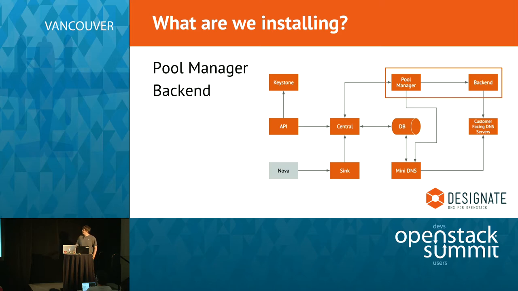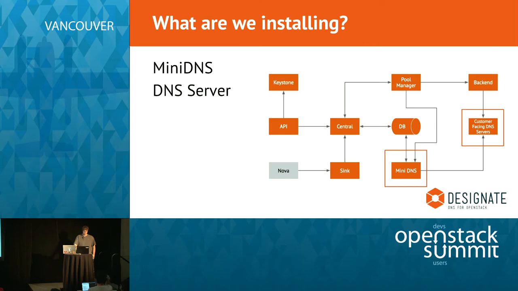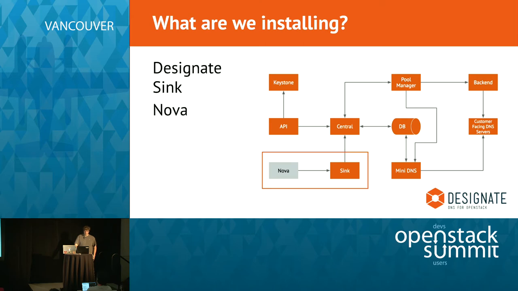We're also going to be installing the Pool Manager, which is a service that helps manage the proliferation of DNS data through the various name servers that Designate is managing. And we're also going to be installing MiniDNS, which is a very minimal DNS server that we've written that is responsible for talking DNS protocol directly to those DNS servers. And Designate Sync, which is responsible for consuming notifications from Nova and Neutron and applying DNS changes via the rest of the stack.